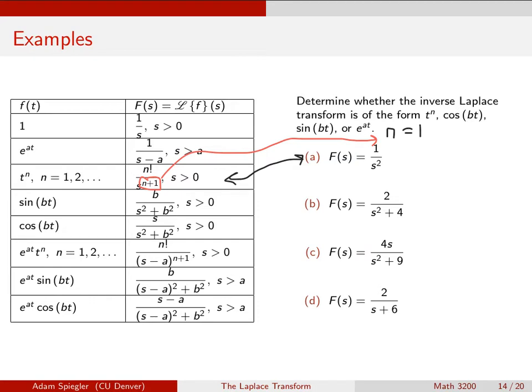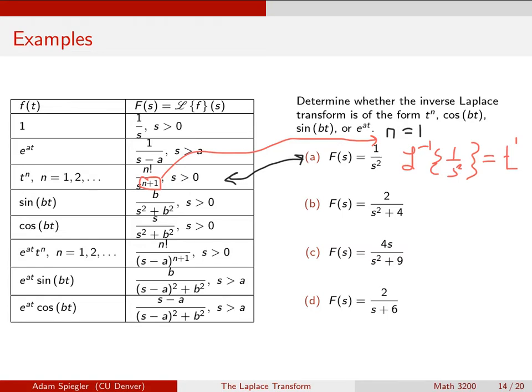And this therefore tells me that 1 over s squared is actually the Laplace transform of t to the first power. So in other words, the inverse Laplace transform of 1 over s squared is equal to t to the first power. I'll just put the 1 there.